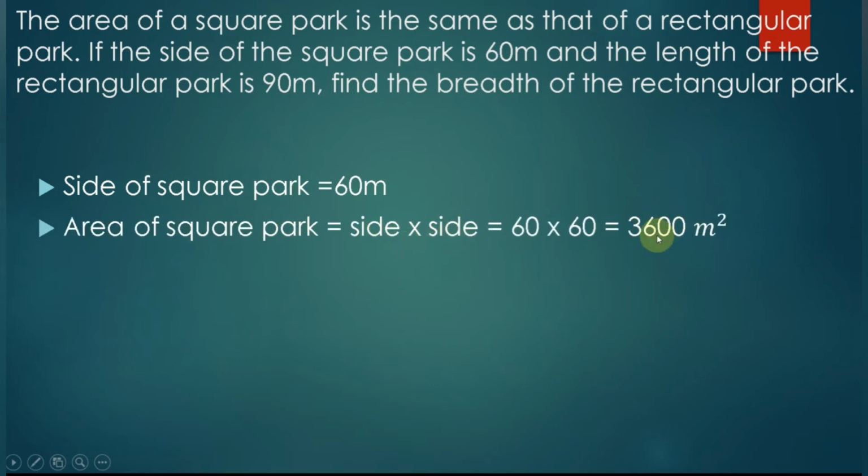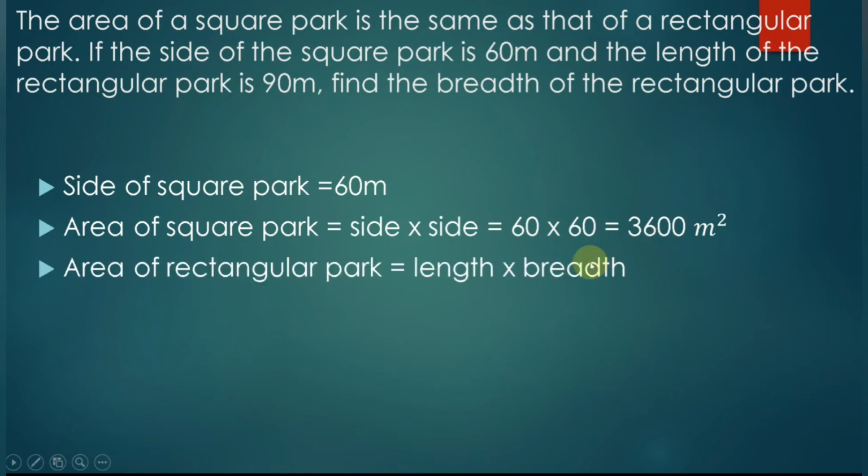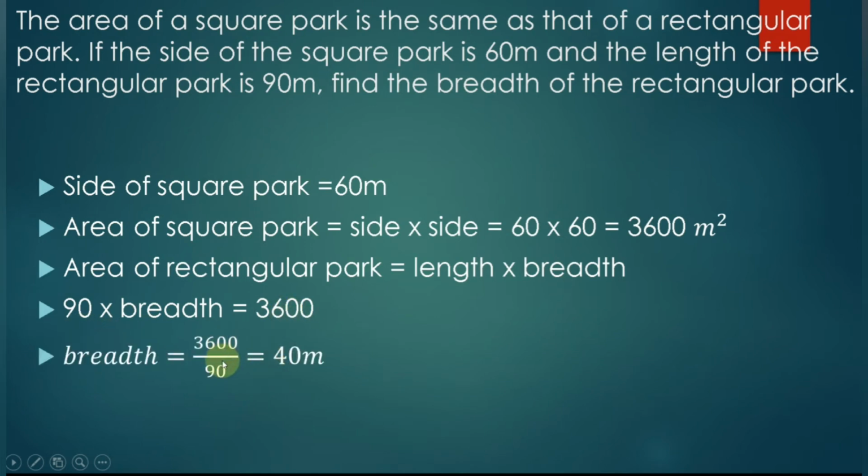Area is side into side, so area of the square park will be 3600, because area of the square park and rectangular park is same. So in place of rectangular park area also I can write 3600, and rectangular park area will be length into breadth. Length is already given, 90 meters. We need to find out the breadth. So I can write 90 into breadth. 90 into breadth is equal to 3600, or 90 can be divided on the other side. So breadth will be 3600 upon 90, that is 40 meters. Okay. Now we move on to the next question.